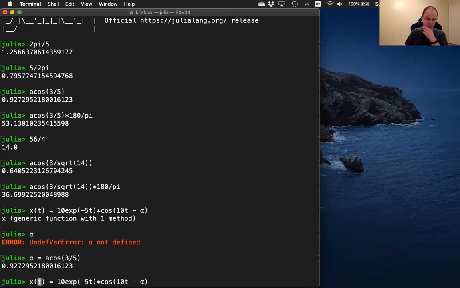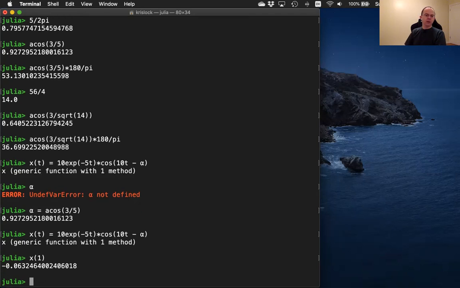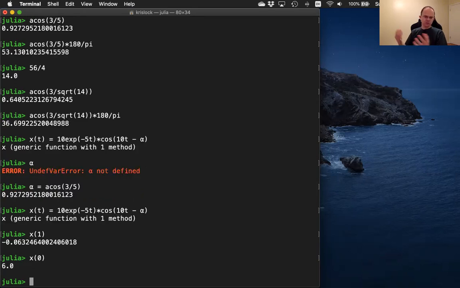Okay, so now I'll just define this again just to be sure. And if I do x of 1, oh sorry, that's not what I wanted. I wanted x of 0.6. Okay, perfect. I don't have the derivative typed in here, but we can maybe eyeball it when we plot it. So let's do using Plots.